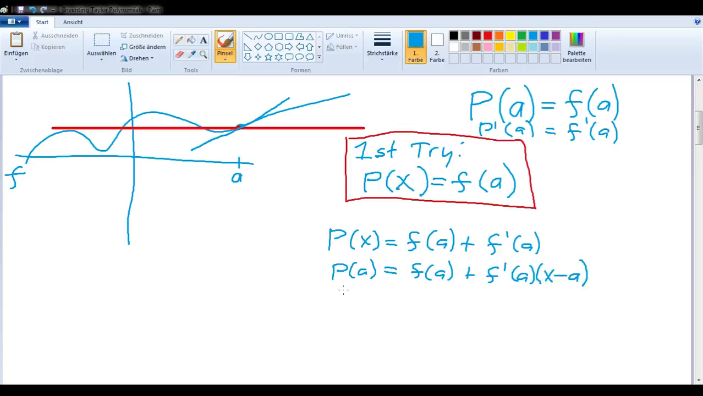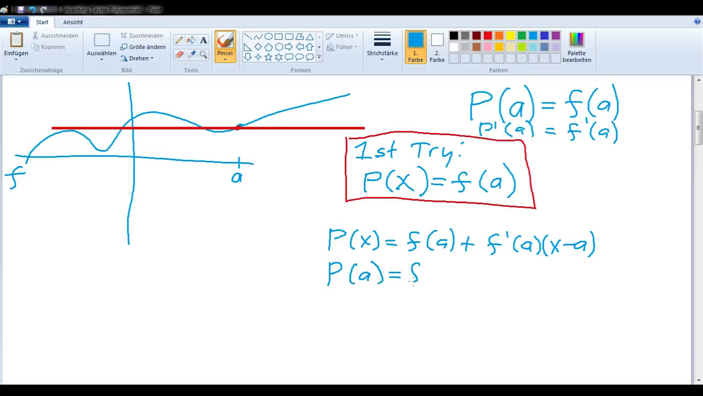So that means, actually let's go back and change this in the definition here. So we would change this to be f prime of a times x minus a. So that way when we take p of a, we end up with f of a plus, and now if we sub in an a for this x, this goes to 0. So f prime of a times 0, which just gives us f of a. So that works out well.